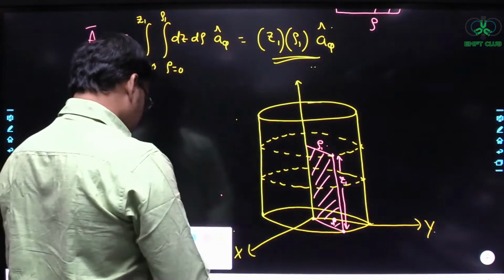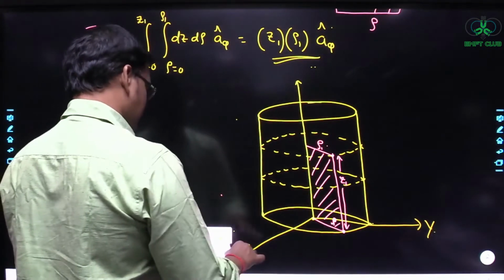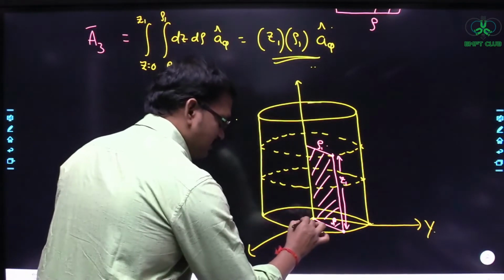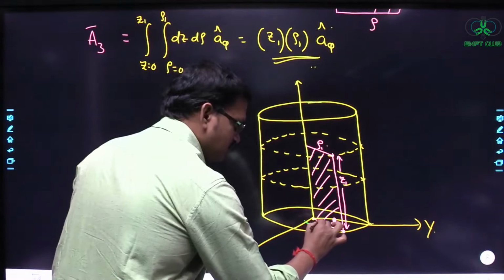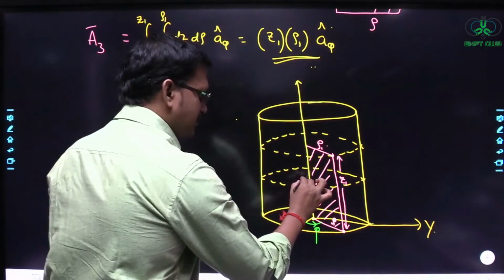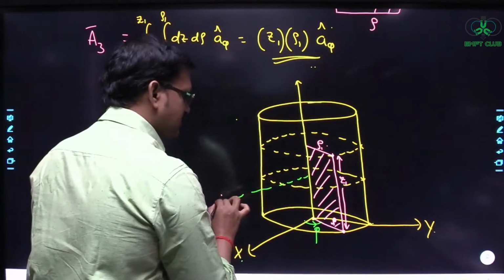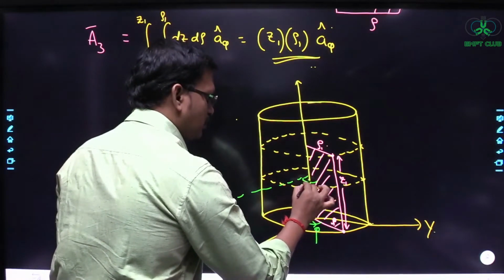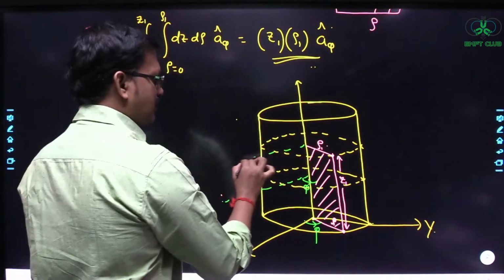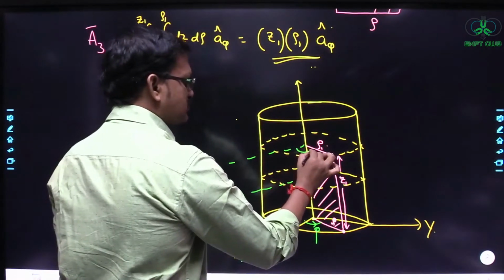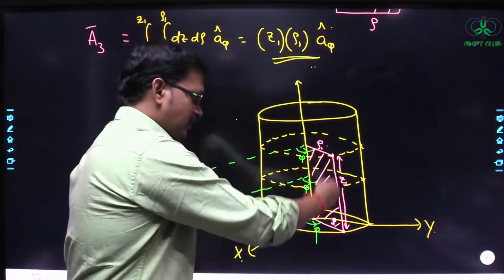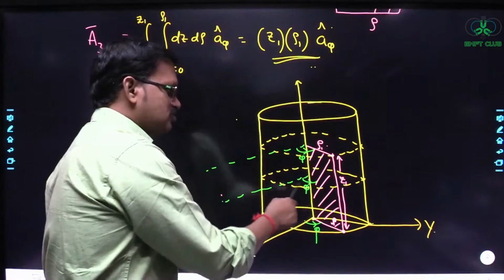And what is the angle made by this surface with respect to the x-axis? The angle between the x-axis and this one is nothing but phi only. If you draw a line parallel to the x-axis and measure the angle, you are going to get the same angle phi. So on this plane, wherever you move, this phi is not going to change.